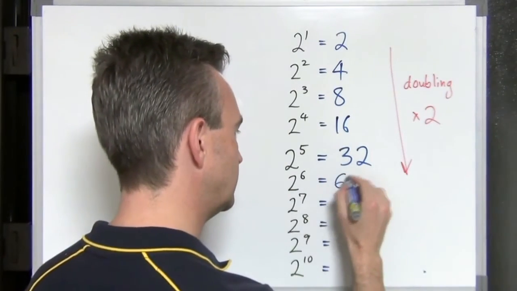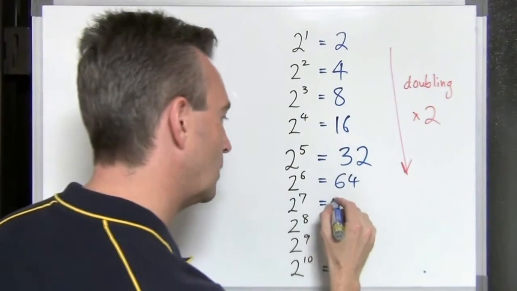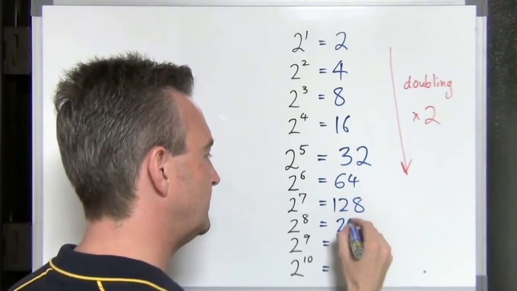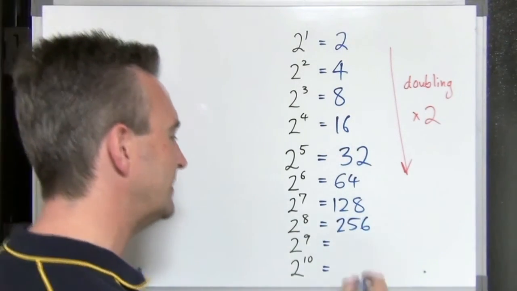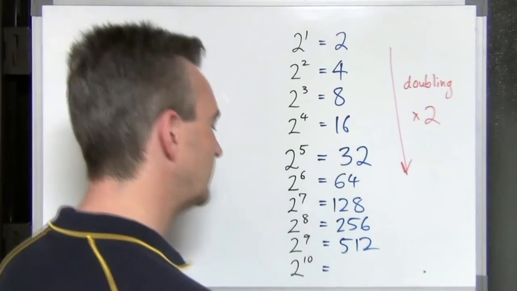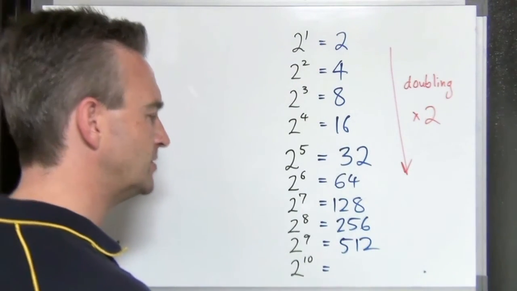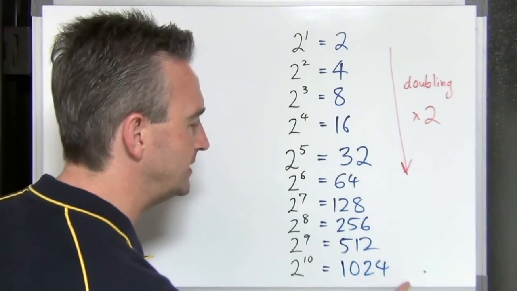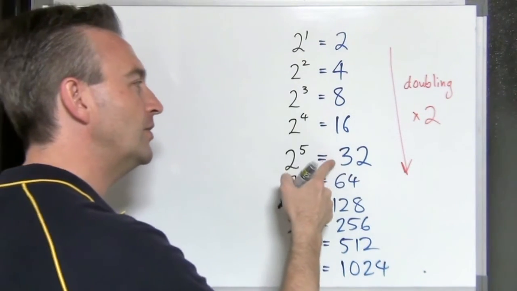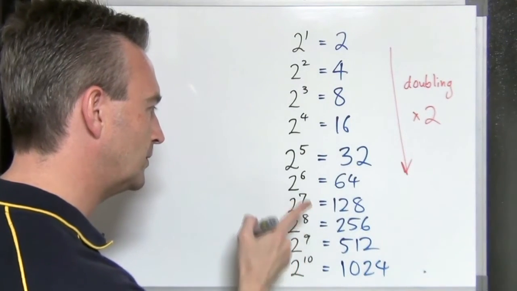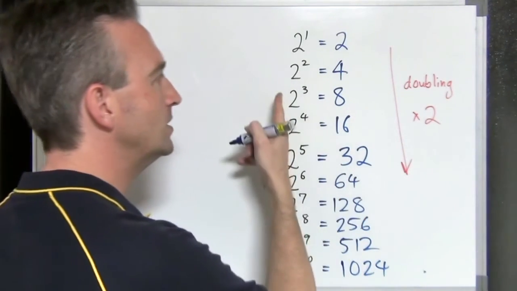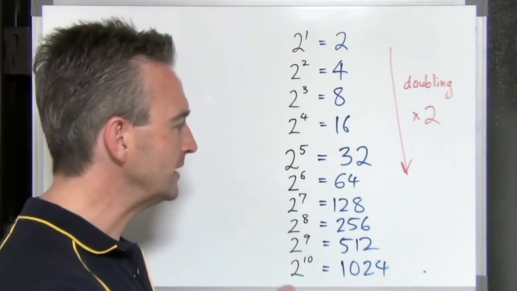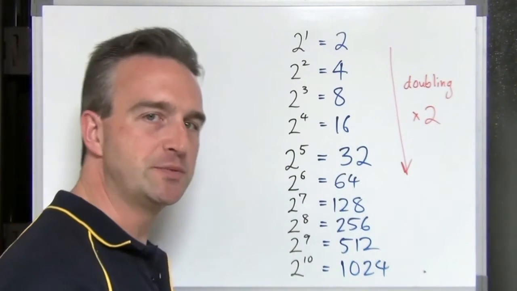Double this, 64, double this, 128, double that, 256, doubling again, that is 512, and the last one, 2 to the power of 10, I just remember is 1024. For some reason, I find that easy to remember. I know that one, I'm kind of familiar with 2 to the power of 6 is 64, 2 cubed is 8, that's another easy one. Do your best, but hopefully after a while, you should have these memorized pretty well.